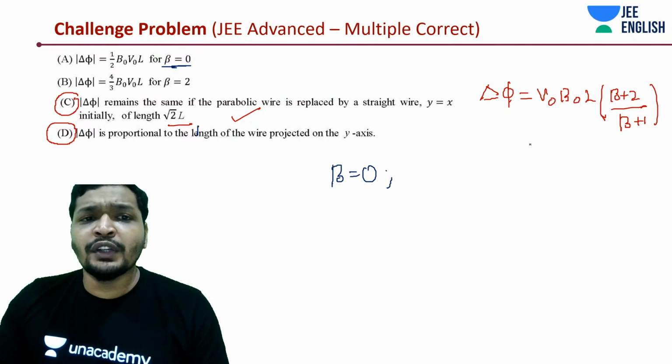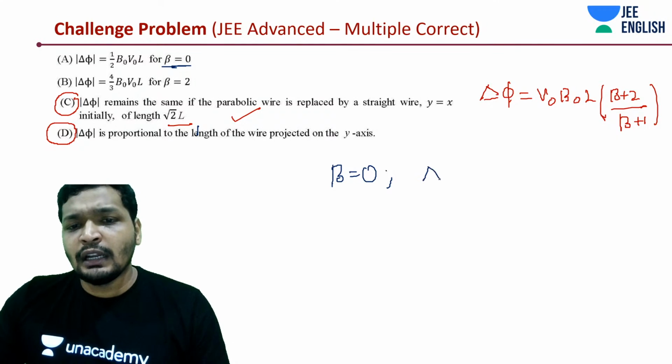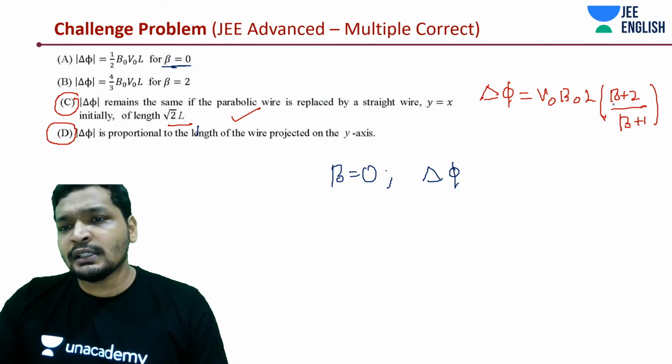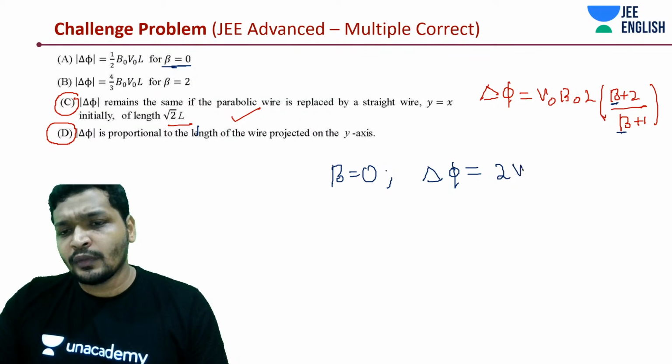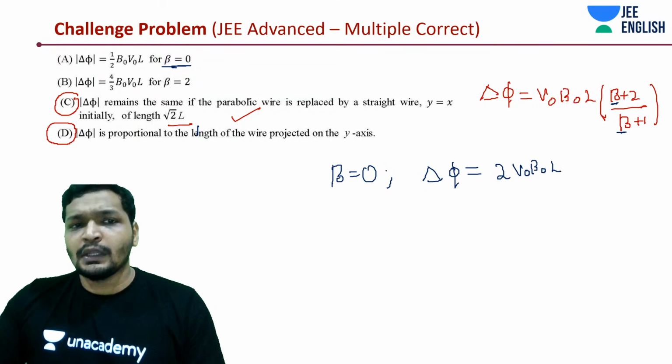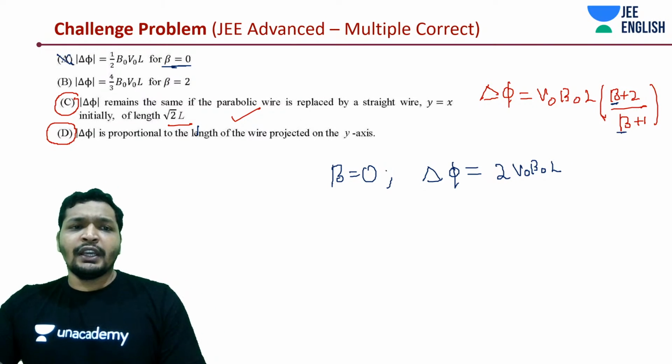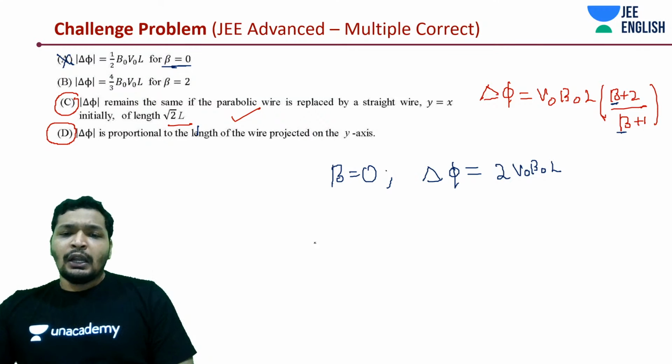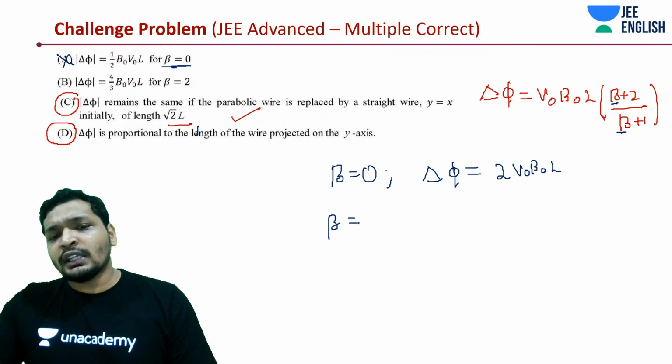It would be 2 V naught B naught L del phi. Just substitute, put beta is equal to 0. It's going to be 2 into V naught B naught L. The 1 by 2 is basically given to confuse you. A is false. Now put beta is equal to 2 in that equation.